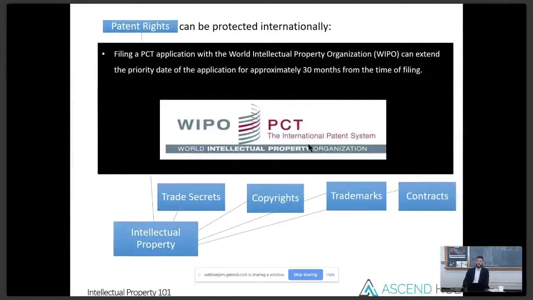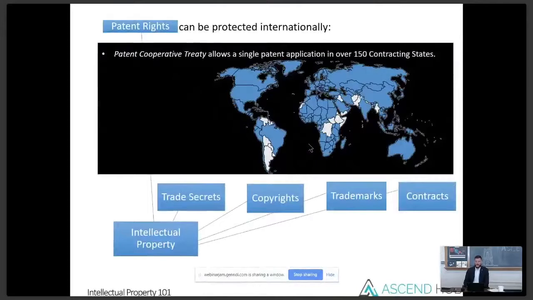And the World Intellectual Property Organization is a clearinghouse for these worldwide applications. By filing a PCT application, which stands for Patent Cooperation Treaty, you can describe your subject matter to the World Intellectual Property Organization in that PCT application, and then apply that application to one of over 150 contracting states.